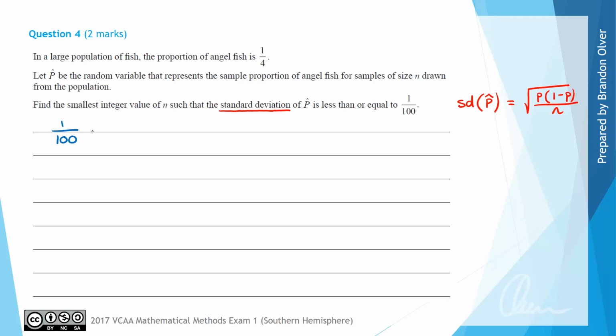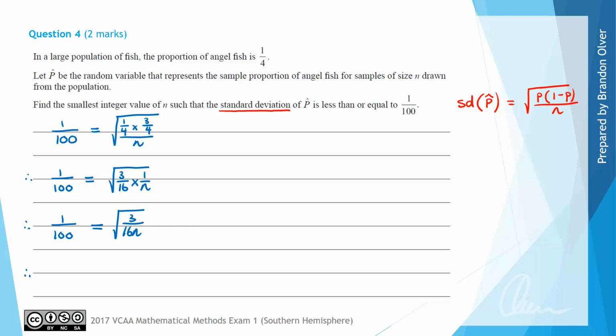So we're going to have 1/100 is equal to the square root of, and P hat is 1/4 times 1 minus P hat, which is 3/4 divided by n. So therefore we have 1/100 is equal to, and 1/4 times 3/4 is simply going to equal 3/16. And now instead of dividing by n, we're going to multiply by the reciprocal, which is 1/n. So we find that 1/100 is equal to the square root of 3 divided by 16n.